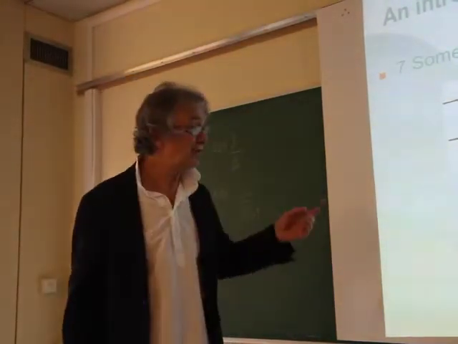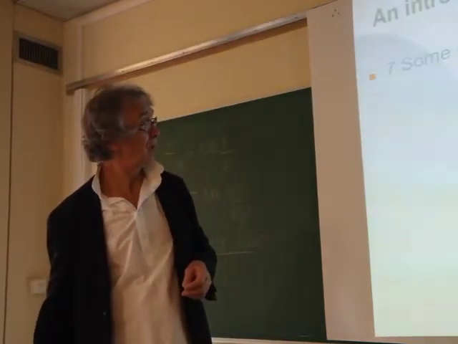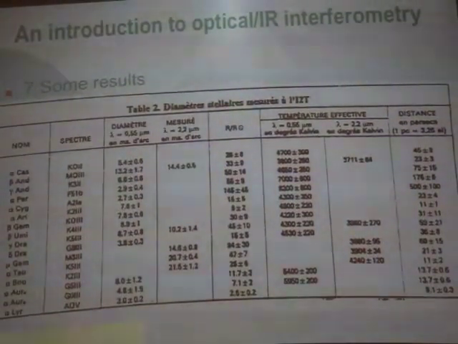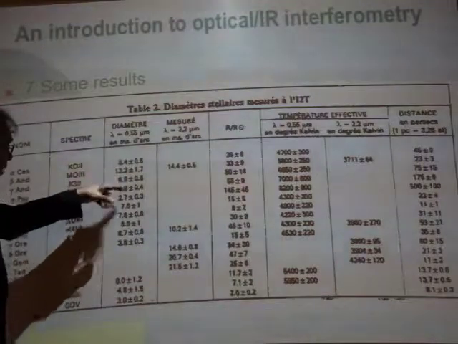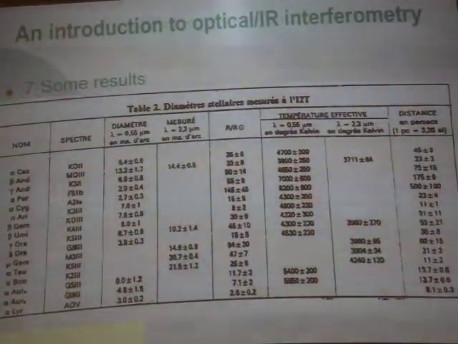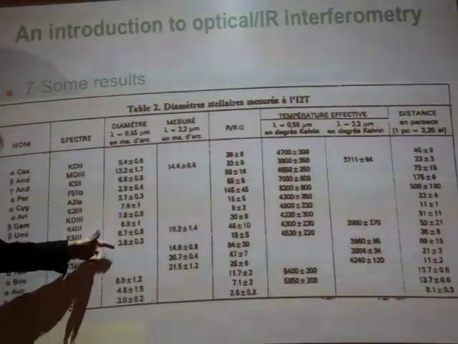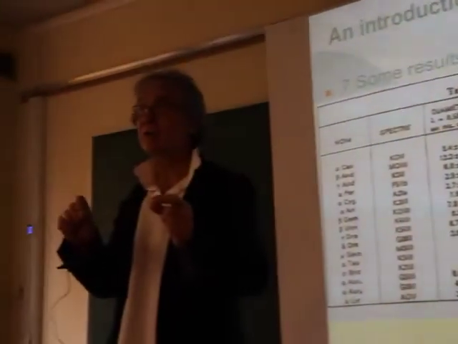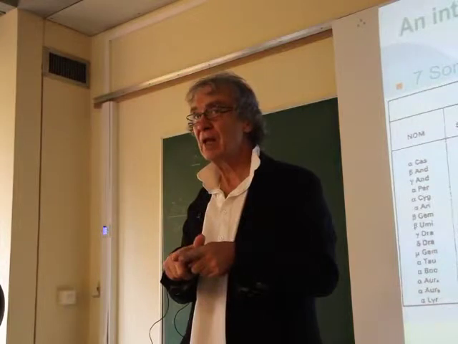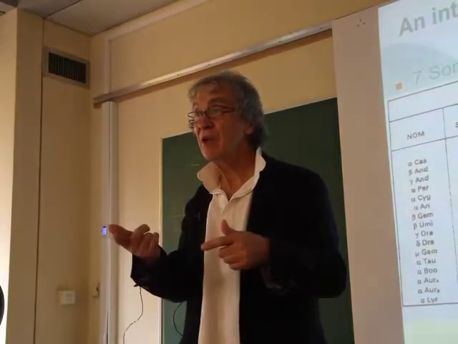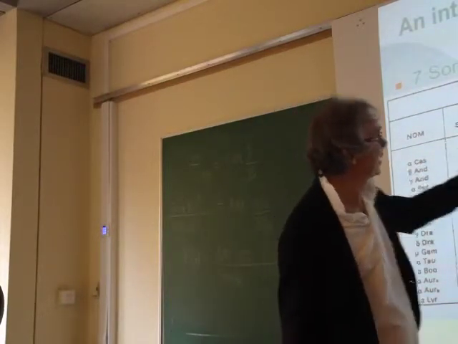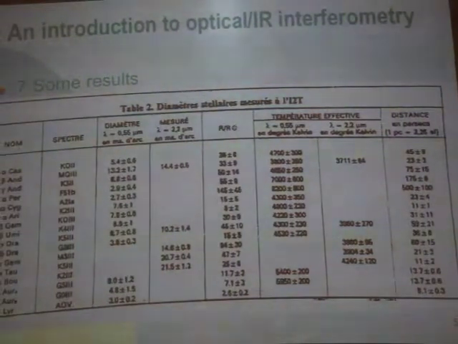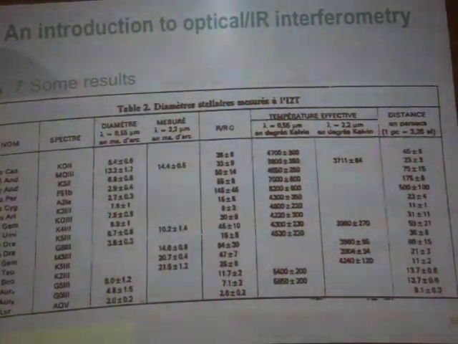But then came Antoine Labeyrie, from Calern in France, who made many angular diameter estimates. You see here the accuracy, typically plus or minus 1 milli arc second, so these angular diameters are very small. When you know the angular diameters, as I said before, if you know the distance, then you may deduce a linear diameter. And if you know the angular diameter and the bolometric flux of the star, you may derive the effective temperature. These are the effective temperatures they derived for all those stars, and they turned out to be the best temperature estimates astronomers can make, much better than by any other method.